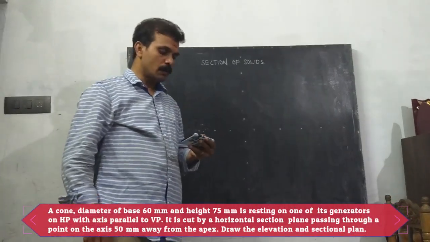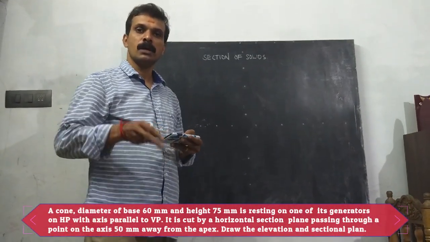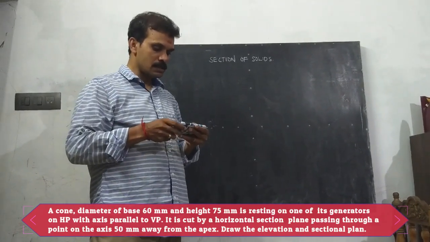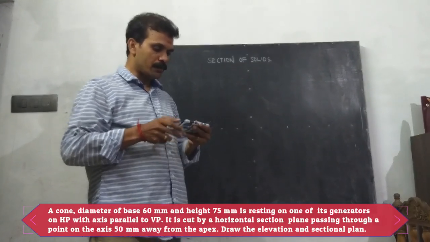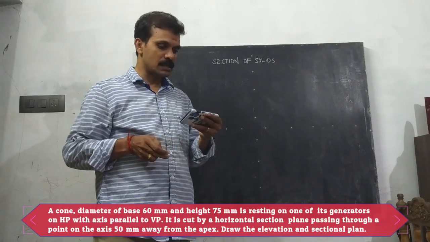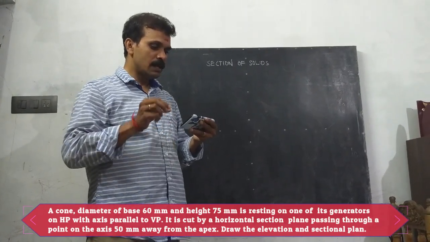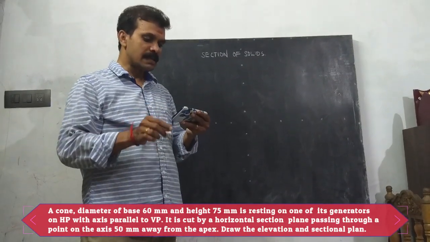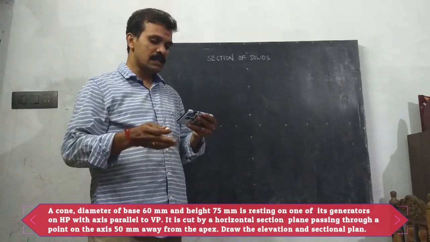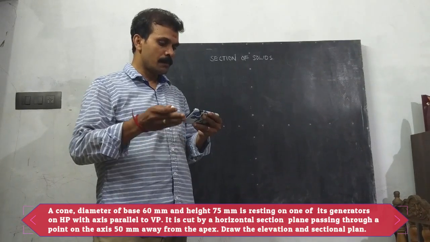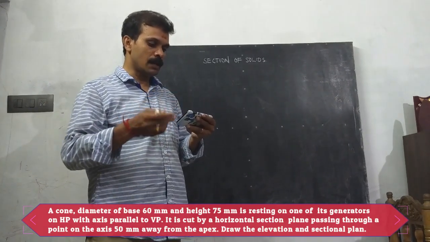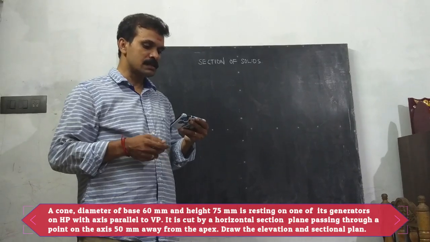Okay. Now we are moving to question number 5.2. The question, you can see at the bottom of the screen. The question is: a cone of diameter of base 60 mm and height 75 mm is resting on one of its generators on HP with the axis parallel to VP. It is cut by a horizontal section plane passing through a point on the axis 50 mm away from the apex. Draw the elevation and the sectional plan.